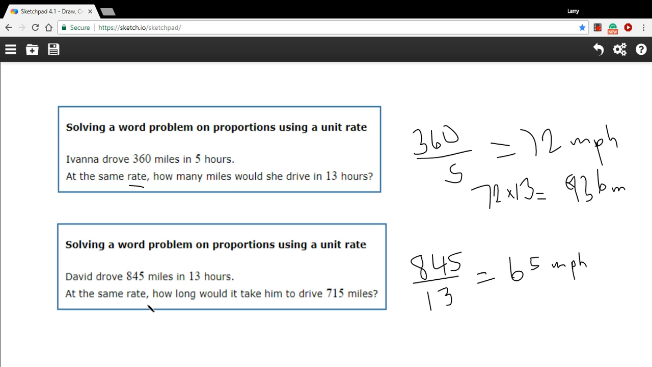Then it says, at the same rate, how long would it take him to drive 715 miles? So this is a little bit different. When we had the number of hours here, we would just multiply by the miles per hour. When we have the number of miles and you want to figure out hours, you have to do the opposite. You have to divide. So we're going to take 715 and divide it by 65 miles per hour, and this is going to get us 11 hours.